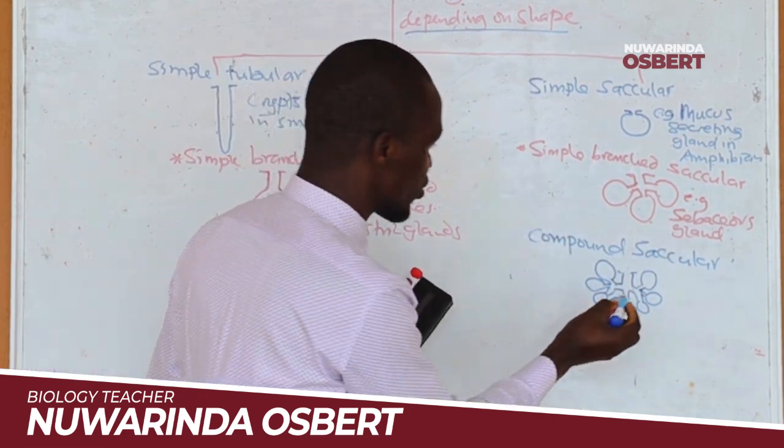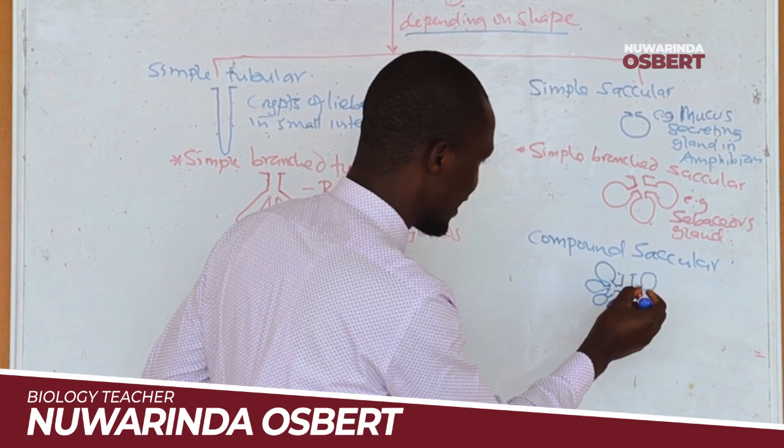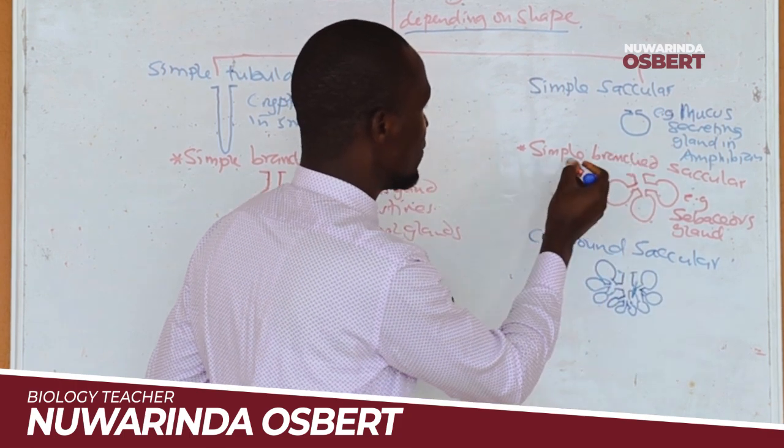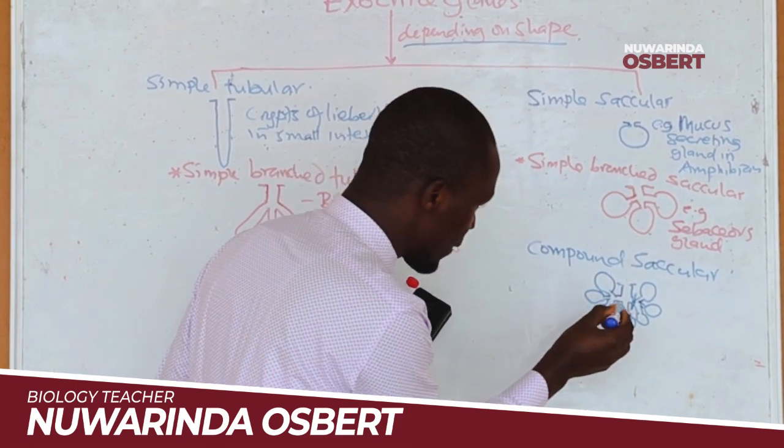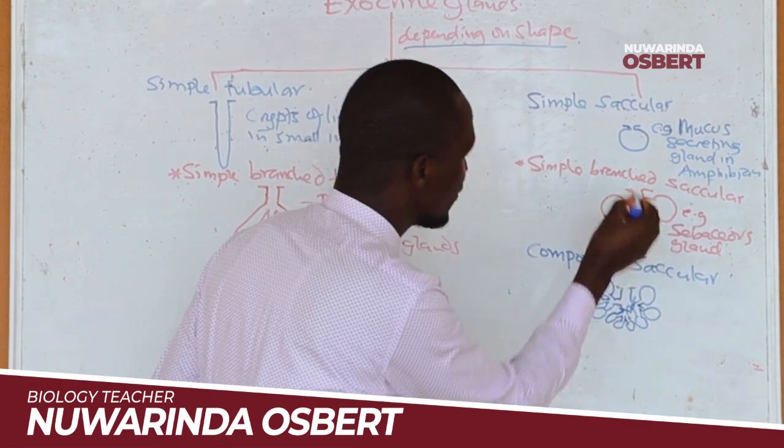It means from this one, if I pick out this one here, it will be a simple branched. If I come and pick out this one here, I will have a simple branched.